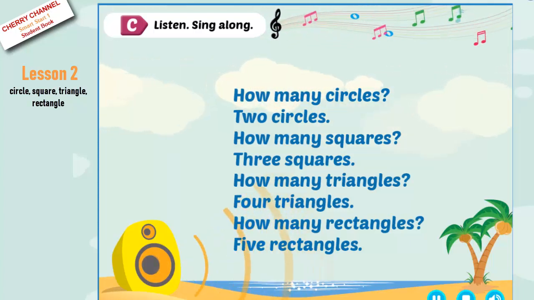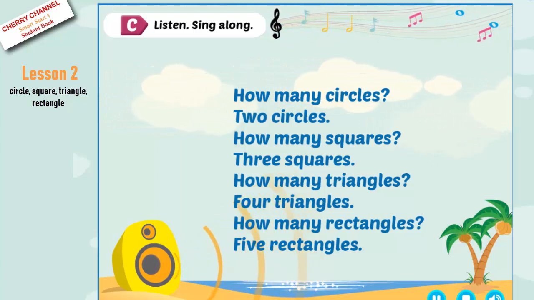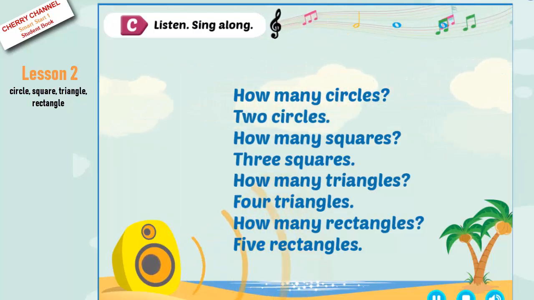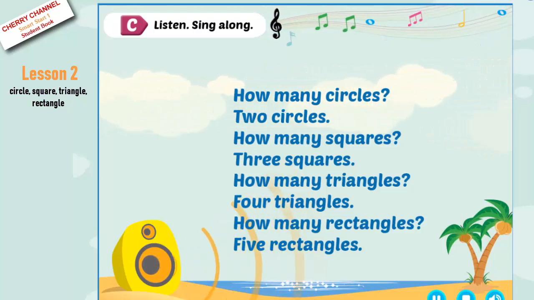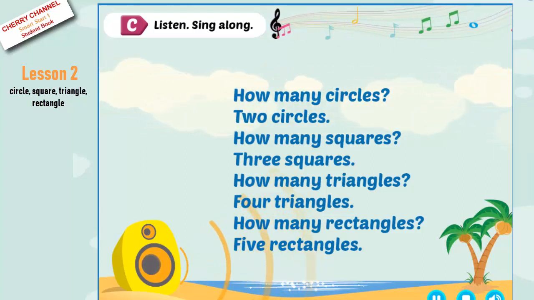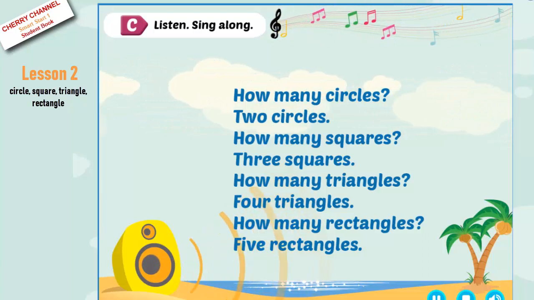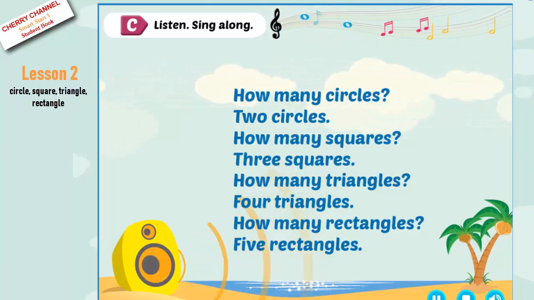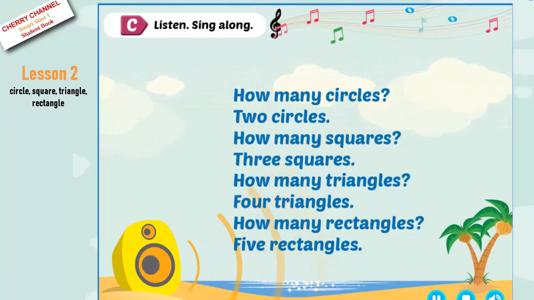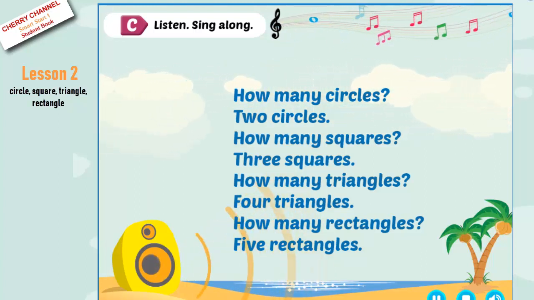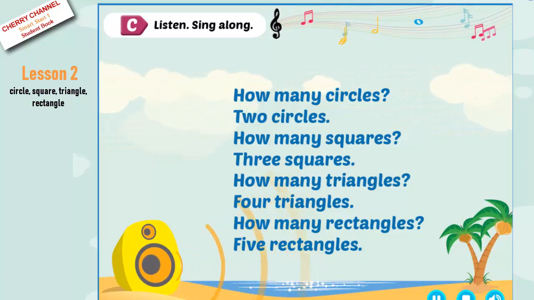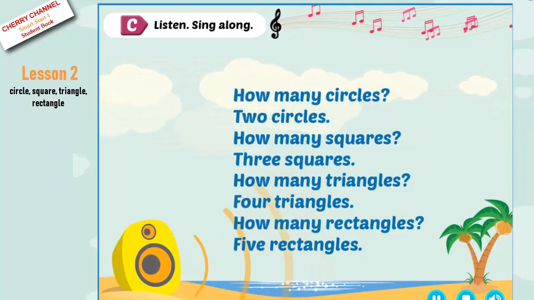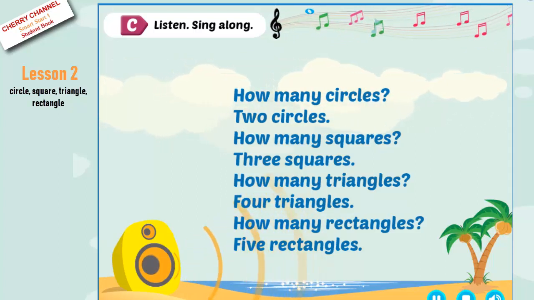How many circles? 2 circles. How many squares? 3 squares. How many triangles? 4 triangles. How many rectangles? 5 rectangles.